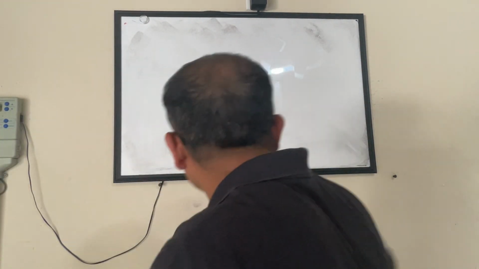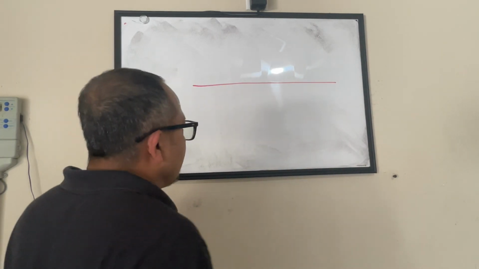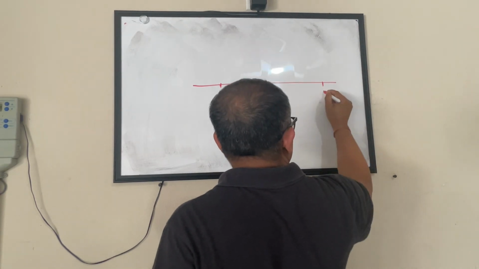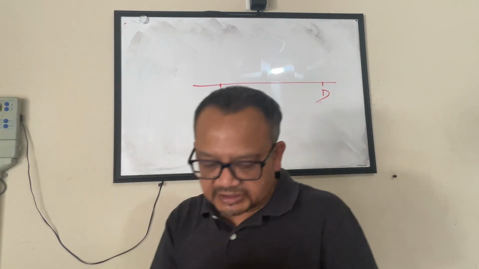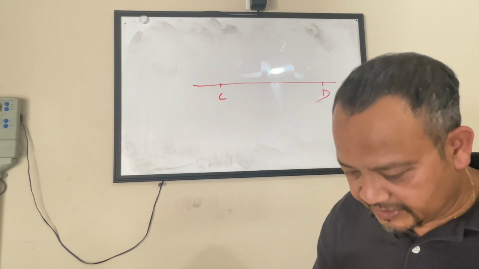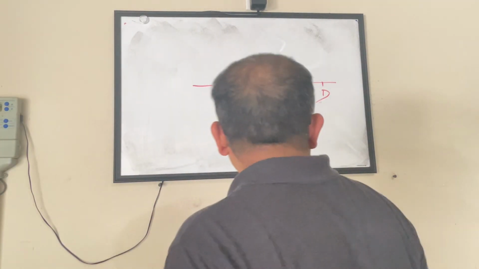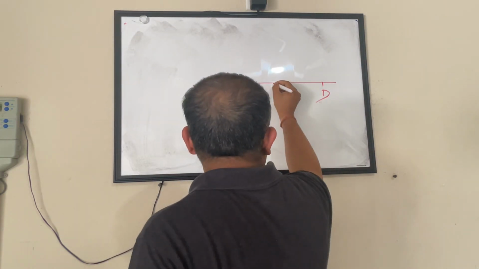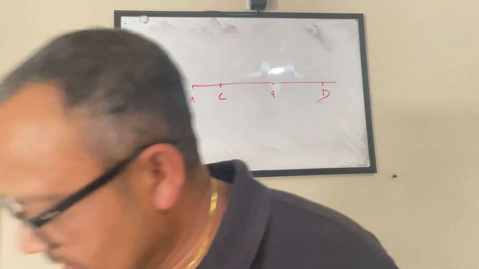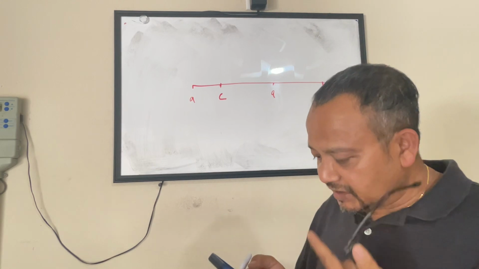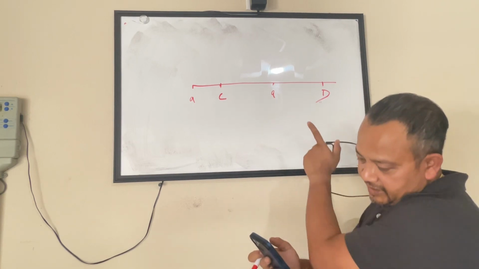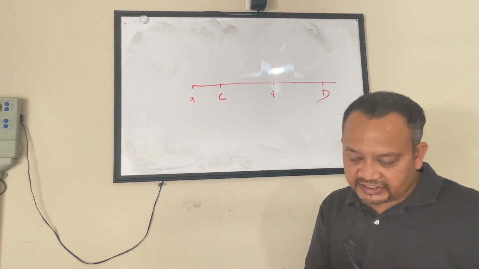So let's say this is my number line. This is point C and this is point D. What the question says is, points C and D on a number line are both 4 units from point A. Let's say A is somewhere, maybe A is here or maybe A is here. Which of the following gives the coordinates C and D?